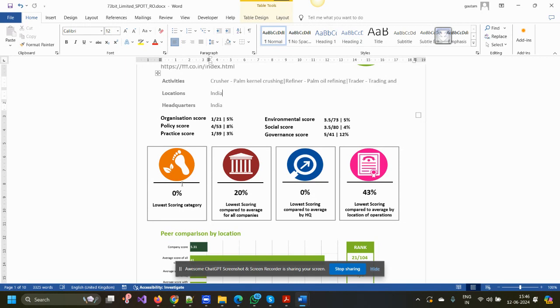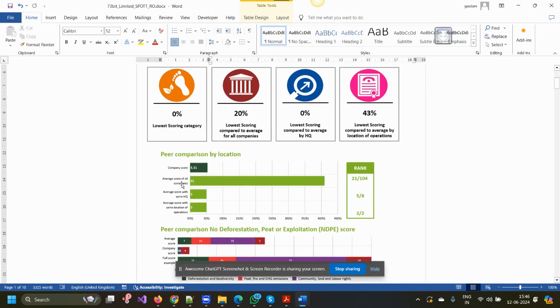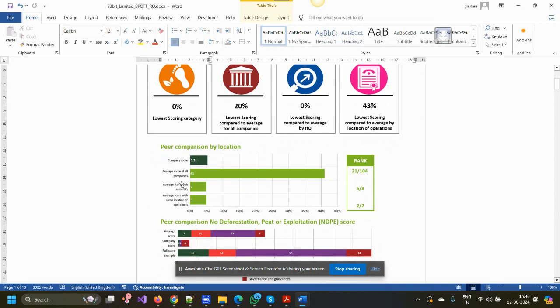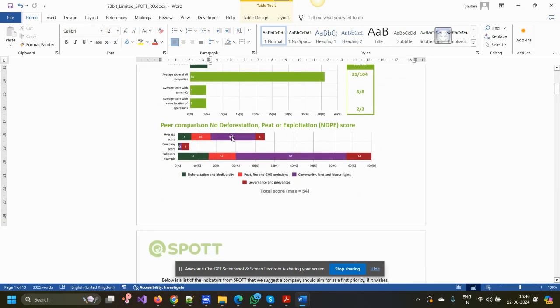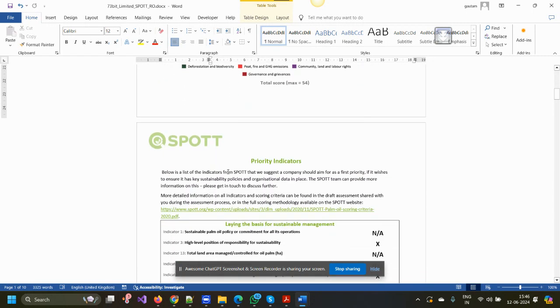Okay, so these are all the lowest categories. Wherever they have scored the lowest is highlighted for them, to see what they can do best and what the areas of maximum improvement are. And then there is a peer comparison where it's compared with the averages. Again, for each of the sections there is a peer comparison.